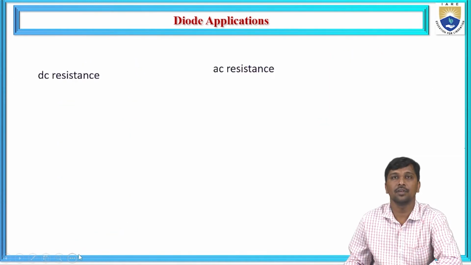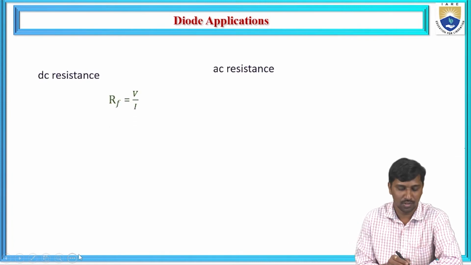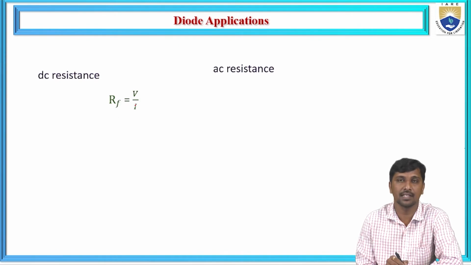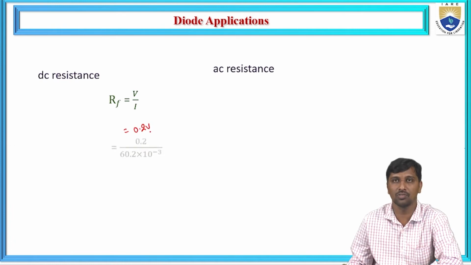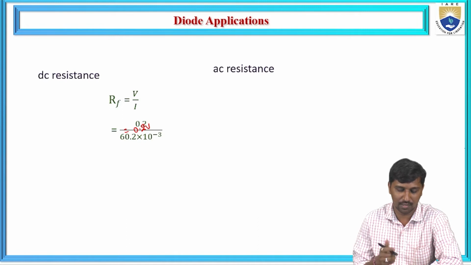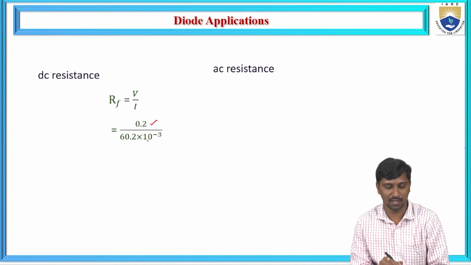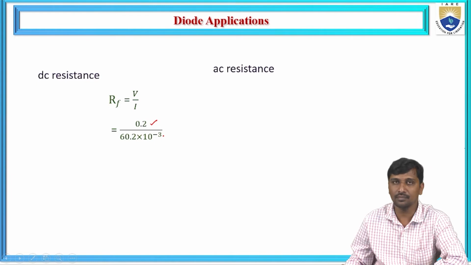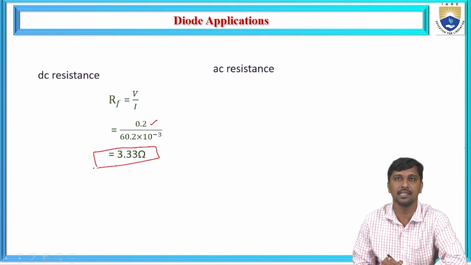Then from this, we need to calculate the DC resistance and AC resistance. If you want to identify the DC resistance, RF is defined by the ratio of voltage V to the current I. We know that the voltage is 0.2, and the I we got now is 60.2 milliamperes. Hence I substitute V as 0.2 and I as 60.2 into 10 to the power minus 3. Then it gives the static DC resistance as 3.33 ohm.